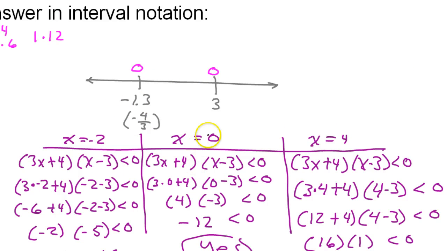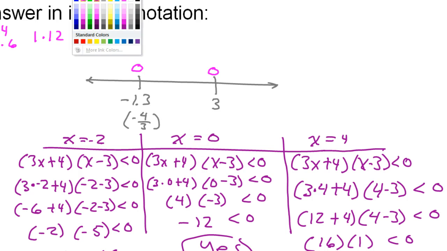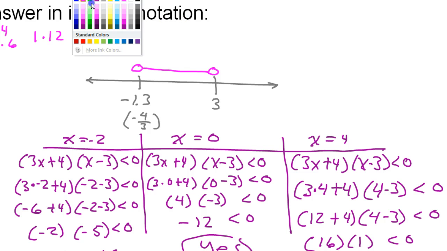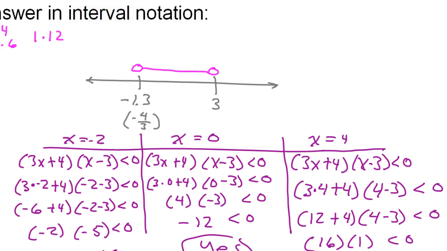Since 0 is a solution, that means all of the values in this zone will be solutions. We will indicate that by drawing this segment in. We will leave the other zones empty to show that there are no solutions in those zones. So this would be a nice graph of our solution set. But we need to go ahead and have interval notation. Interval notation will be, and I'll use the fraction form, negative 4 over 3 to 3.